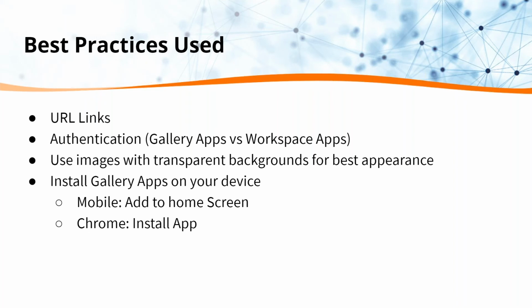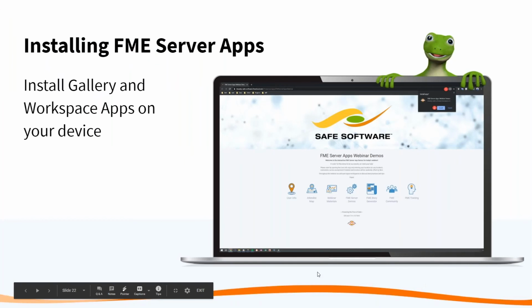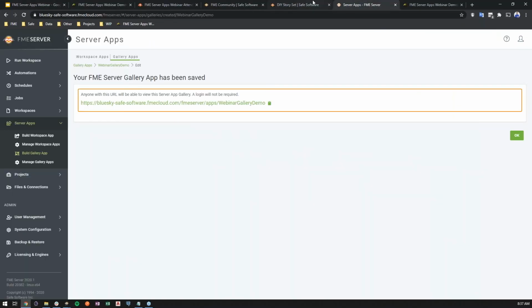And this last one here is just a nice tip. You don't have to do this because obviously they are meant to be very accessible as URLs. But if you'd like, you can also install gallery apps on your device, be it a mobile device or if you're using something like Google Chrome. We'll show you just how that can be done. So I can actually show this in a live demo because we have the power to do that.